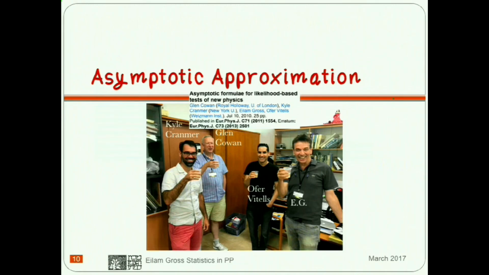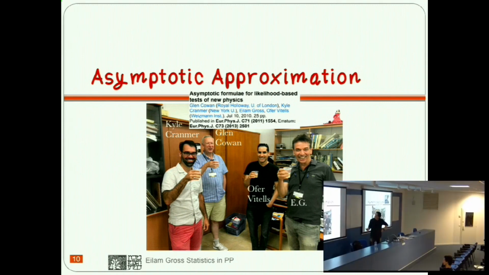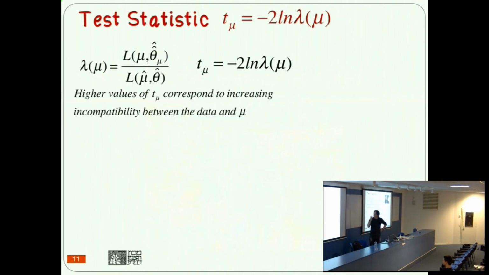So I'm going to talk about asymptotic approximation today, which was actually the method used and still being used by LHC. It was developed by Kyle Cranmer, Glen Cowan, my student Ofer Vitells, and myself. This is actually a picture from last July when we celebrated 1,500 citations, and we had champagne in a machine learning workshop that we all were together.